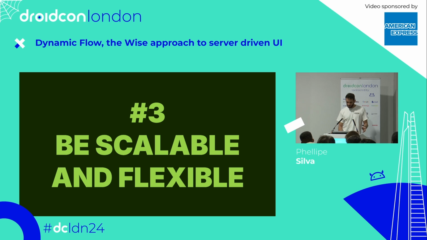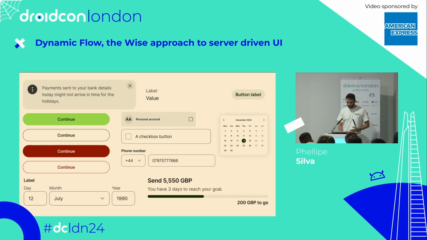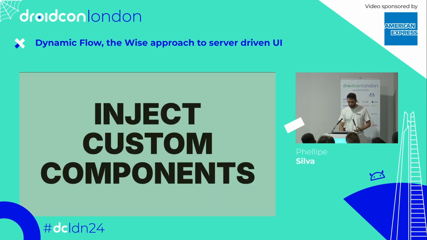Last challenge is how can you be scalable and flexible at the same time? We had a situation where a team wanted to do an experiment, and they had a server-driven flow already built. And the A/B test consisted in using a component that was not on the design system. After all, it was an experimentation, so they wanted to experiment with something crazy or creative. And we didn't want our system to be a limiting factor for them to experiment. So we had to find ways for teams to inject their own custom components outside the design system.